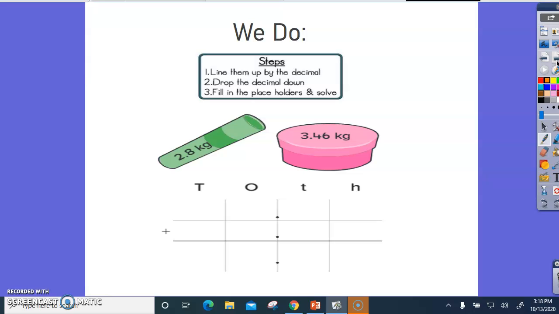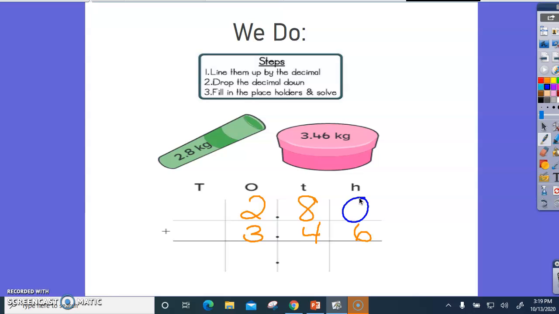So I have 2 and 8/10. The next one I have 3 and 46. So I'm going to write my 3, I'm going to write my 40, and my 6. Step 3, this is where it gets really important to make sure you stick in those zeros for your place value holders. So make sure you put in a 0 right there so that all the digits that you're adding up, there aren't any holes that might confuse your brain.